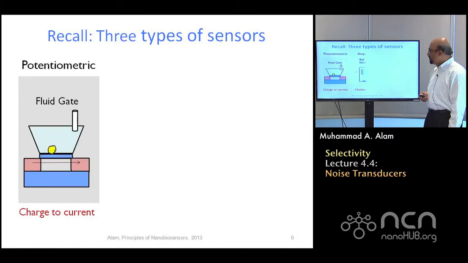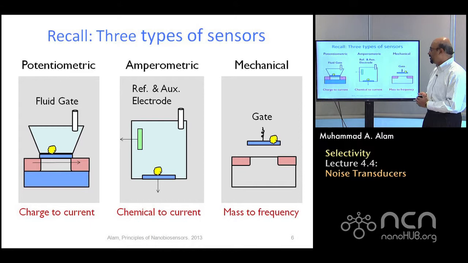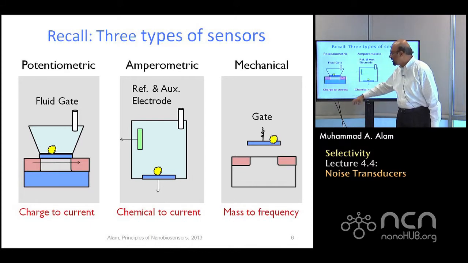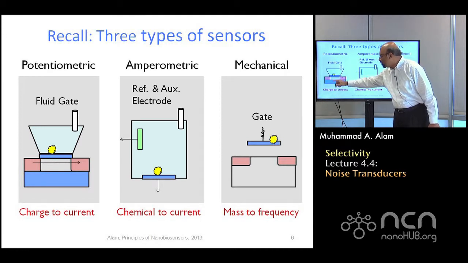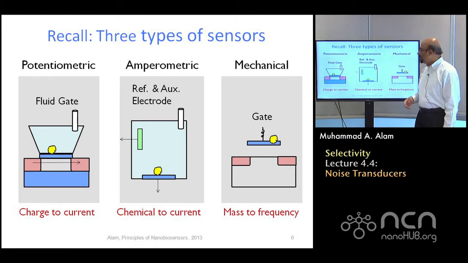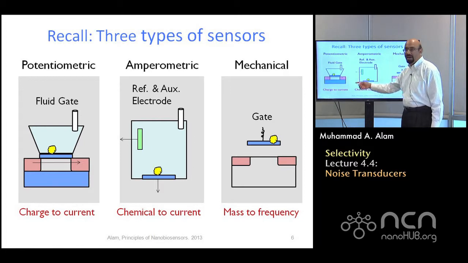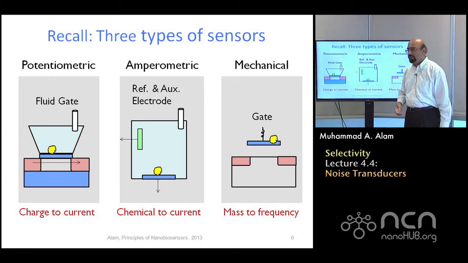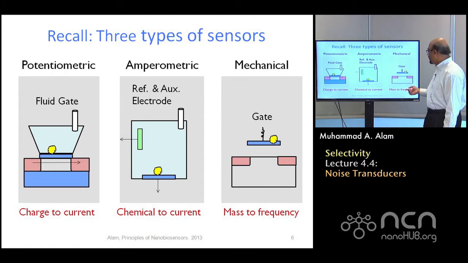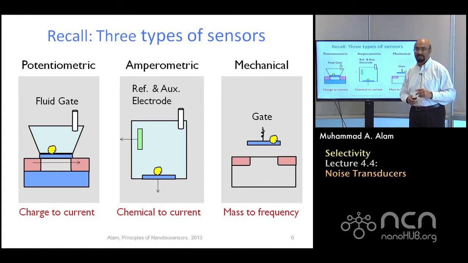Let's quickly review that there are 3 types of sensors that we have discussed in this course. Potentiometric sensor converts the charge of a biomolecule, this yellow biomolecule, to the channel current of a MOSFET. And then there are amperometric sensors. In the amperometric sensors, the chemical affinity associated with the yellow molecule is converted to the current in the circuit through a redox reaction. And finally, the mass gets converted to frequency in the mechanical sensors or cantilever-based sensors.